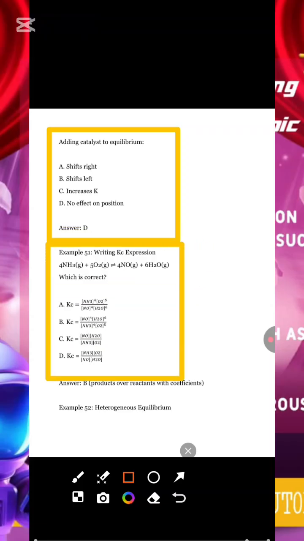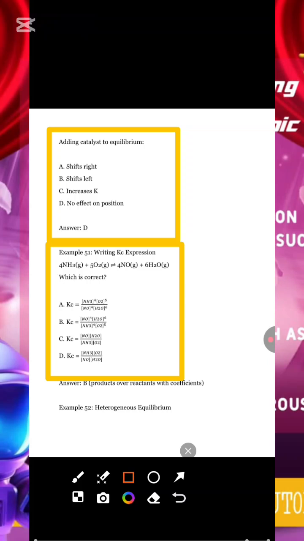Now, example 51. Look at the reaction, and you are asked to write the equation for the equilibrium constant. So what are you going to do at this point in time? Look at the products NO and H2O. You know that those should be on the numerator and raised to the power of their coefficients. So observe all the options. You see that only option B satisfies that.